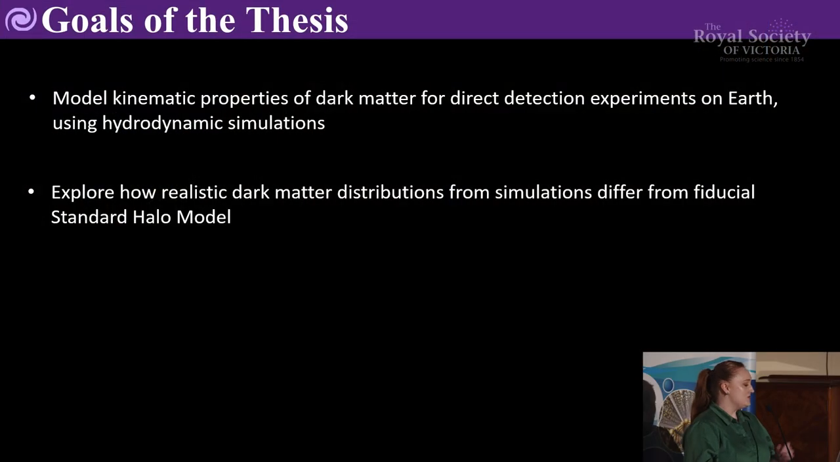So, what was the goal of this research? What did we want to do? We aimed to model the kinematic properties of dark matter for directly detecting it on Earth, and we do that using supercomputer simulations. And we wanted to explore how realistic dark matter distributions from simulations differed in our predictions for detection when we compared them against our standard mathematical models, our standard halo model, very creatively named.